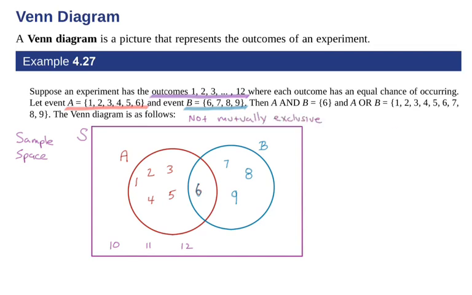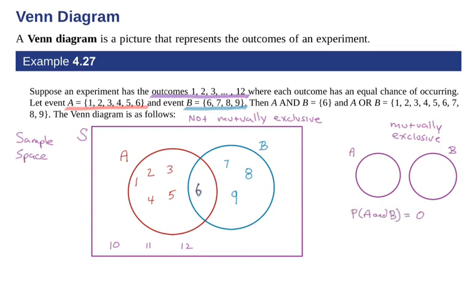And these guys are not mutually exclusive. Note, mutually exclusive, you could also have events that are disjoint, right, where there is no overlap, and probability of A and B will be equal to 0, because there's no overlap between those two.